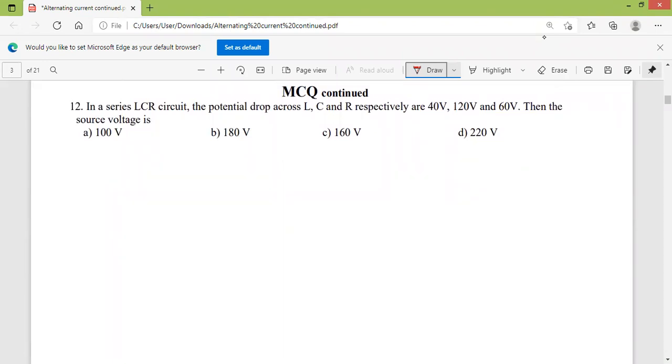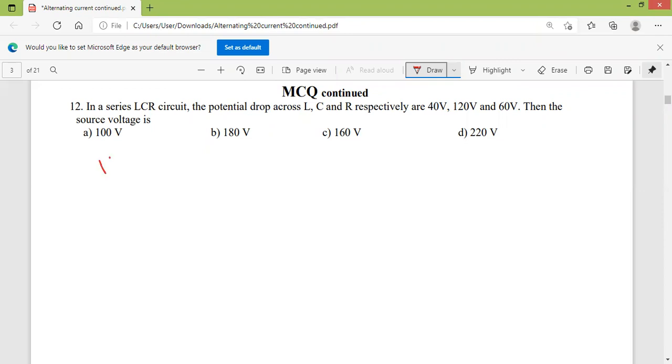The 12th question. In the previous class, we discussed the 11 questions, and now we'll go to the 12th one. In a series LCR circuit, the potential drops across L, C, and R respectively are 40 volt, 120 volt, and 60 volt. Then you have to calculate the source voltage.